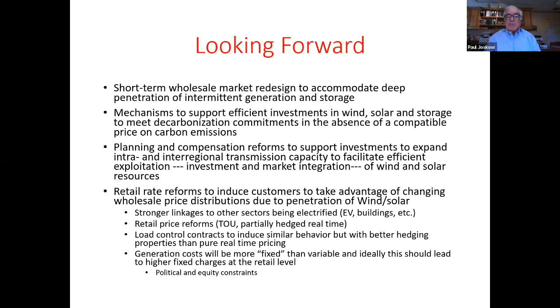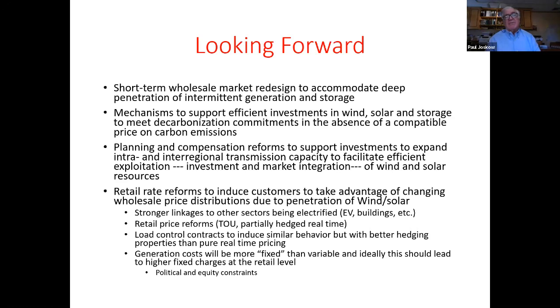Second, mechanisms to support efficient investments in wind, solar, and storage to meet decarbonization commitments in the absence of a compatible price on carbon emissions. And not having a price on carbon emissions, or a price that's consistent and compatible with the commitments that are being made by many states, I think really makes this much harder to do.